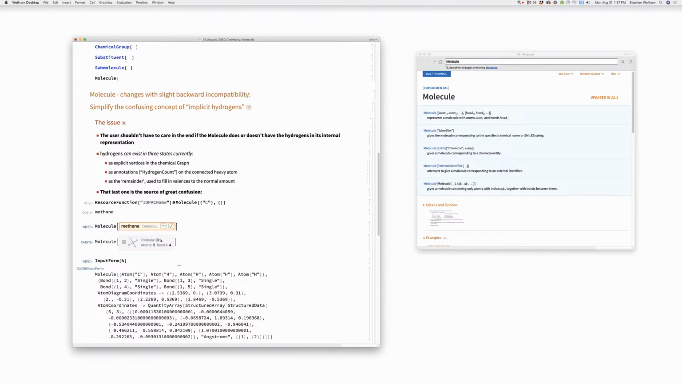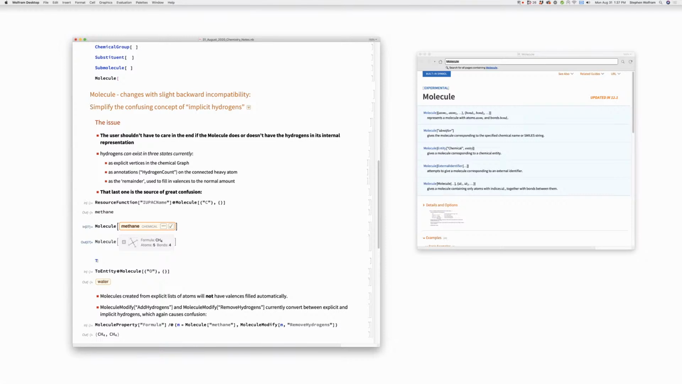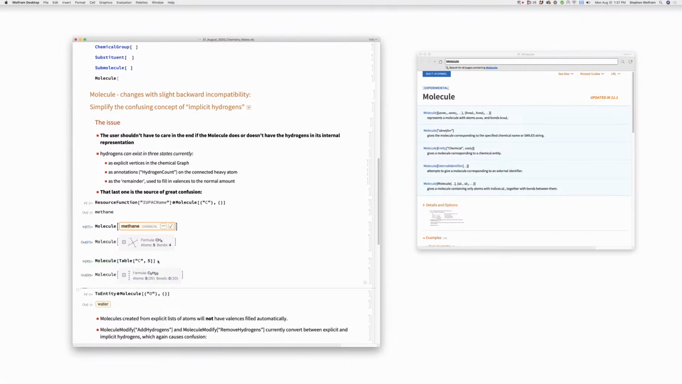True. The case where they will have trouble is where, and I'm sure we've got examples of this kind, somebody just did table. Okay, so let me understand what will happen here. So if I say table C5, and I just say molecule of that, the question is, do I get pentane or whatever it is, or do I get garbage? Well, there you get 5 disconnected methane molecules. And in the future, you'll get 5 disconnected carbon atoms.